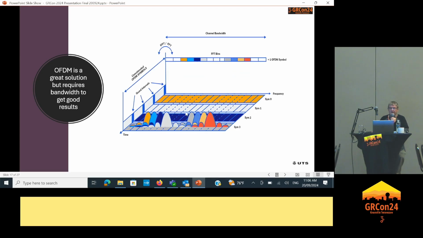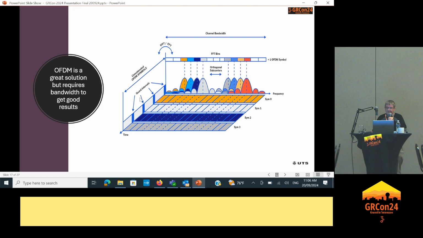So this is just a great representation of OFDM, and you can see the subcarriers and the symbols, and it just shows the mechanism of the channels, which I think is a very good graphical image. So next one.